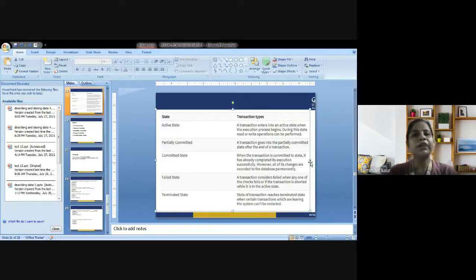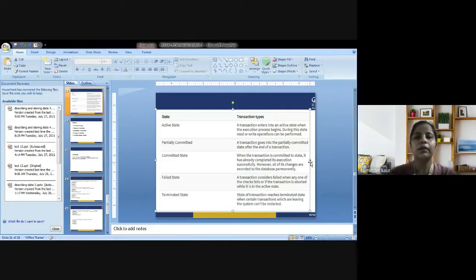Next is the committed state. All the operations have been completed successfully. When the transaction is in the committed state, it has already completed its execution successfully. Moreover, all of its changes are recorded to the database permanently. That is why it will be considered as the committed state.